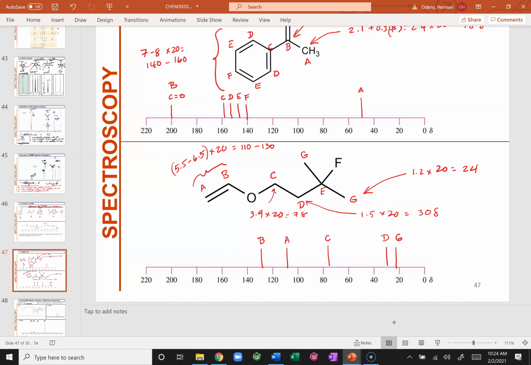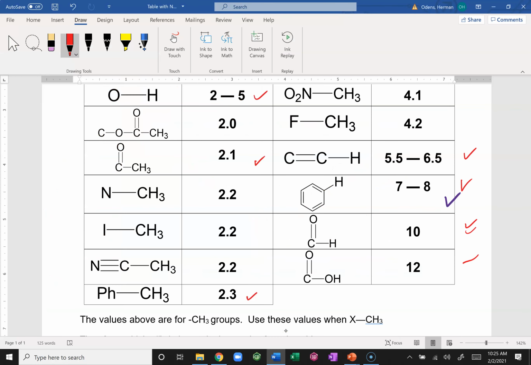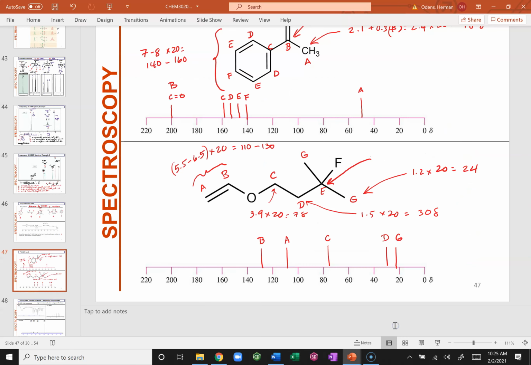All right. And then we have E. E is what do you expect? E is gonna be dragged downfield or upfield? Downfield, because it's next to fluorine. Fluorine is super electronegative. So the signal starts at what for fluorine? 4.2. So we got 4.2 plus what?